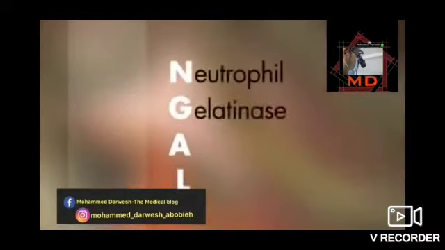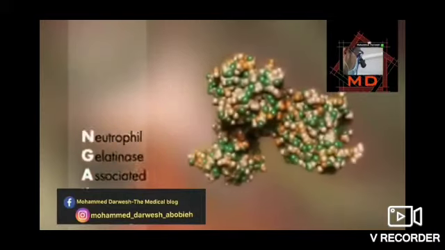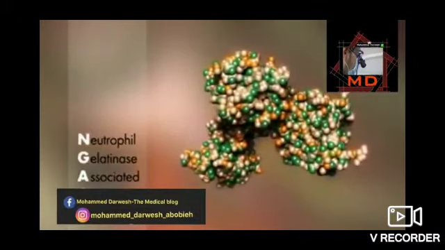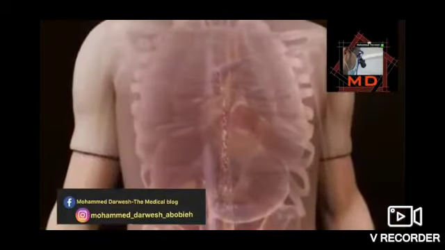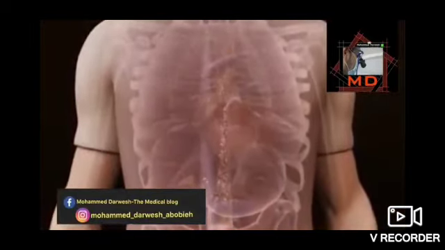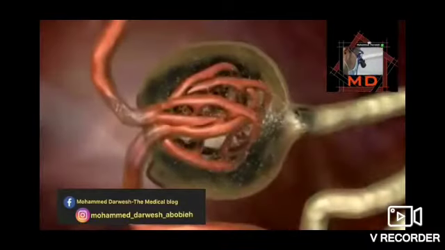NGAL stands for neutrophil gelatinase-associated lipocalin. This nomenclature originates from early studies that isolated NGAL from neutrophils. In the absence of kidney injury, tiny amounts of NGAL are produced in various organs.